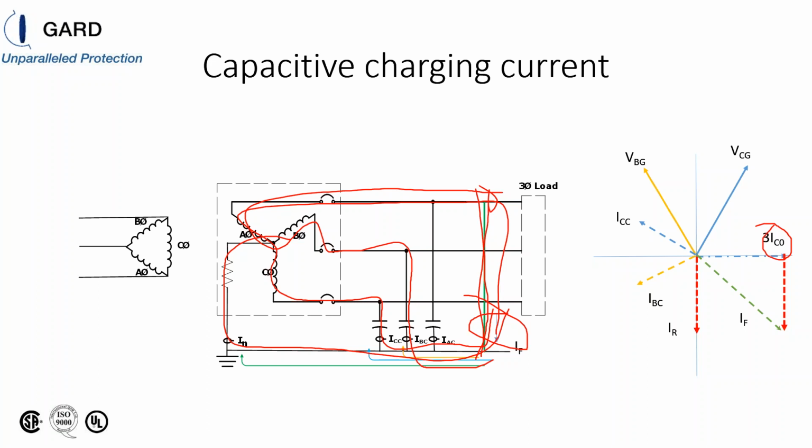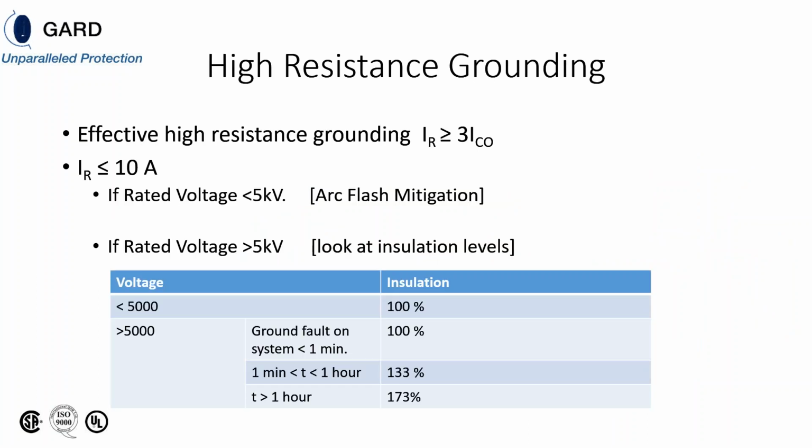So here we have the fault current. So let's say, for example, we have a 5 amp fault, and our capacitive current is 5 amps. That means we have a total fault current of 7.07 amps. So again, in an effective high resistance grounded system, the resistive current has to be greater than or equal to the capacitive charging current of the system.